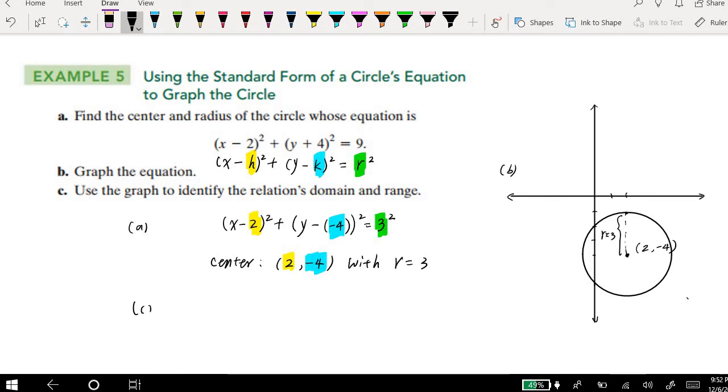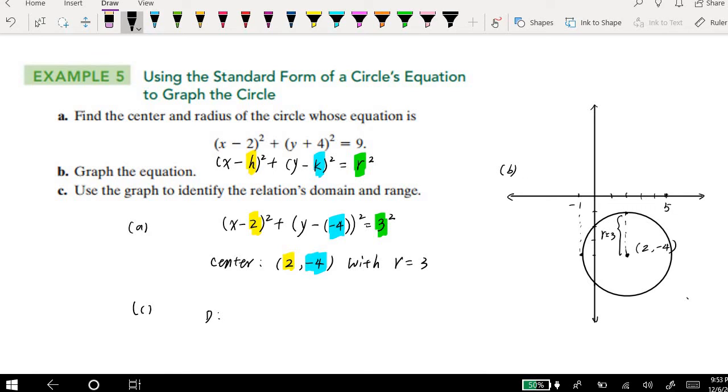So part C, we want to use the graph to identify the relation's domain and range. So from this graph, we can find the domain, because domain is just from the left and right. So on your Math Excel, it's very accurate. It's easy to see, right?